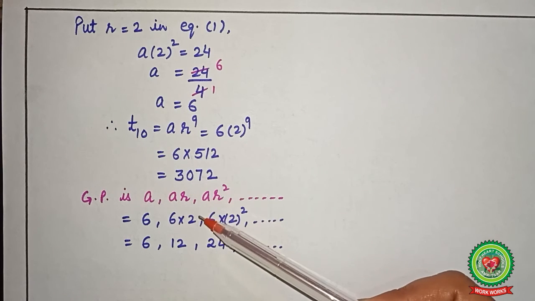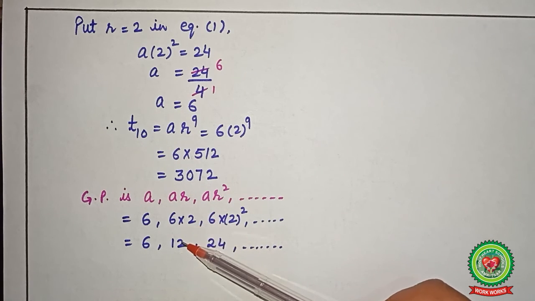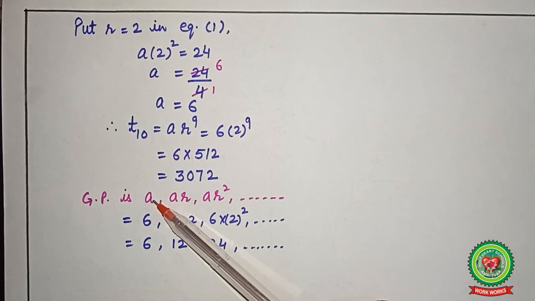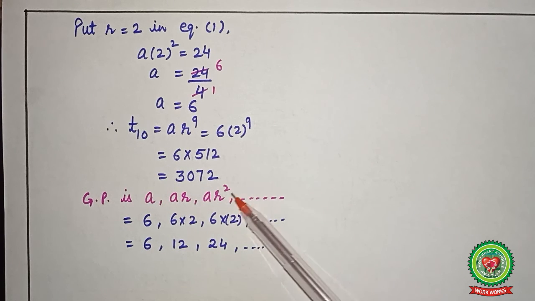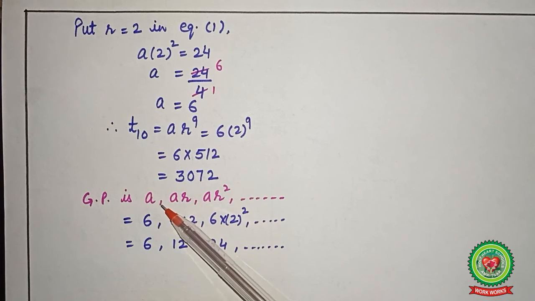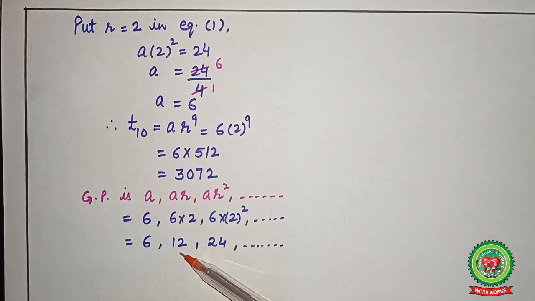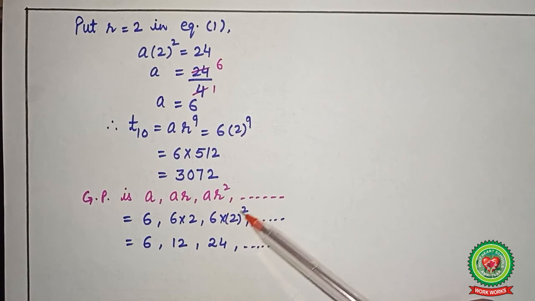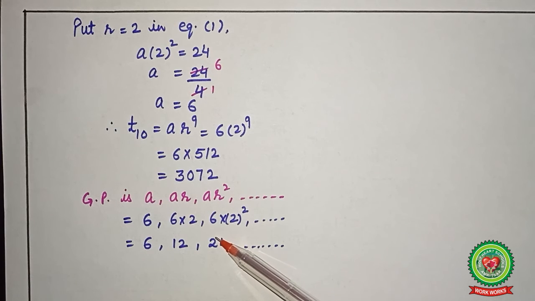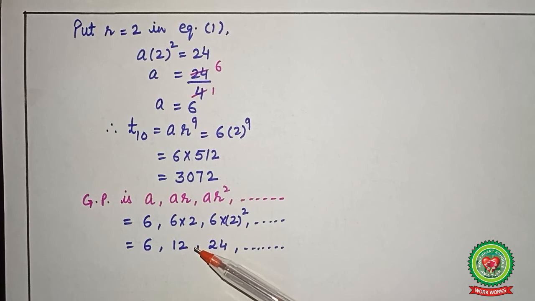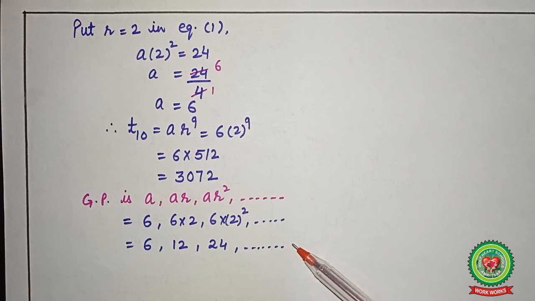Now the next question is, we have to find the GP. So the GP is A, A R, A R square and so on. Put their values, we get 6. Then 6 into 2, that is 12. 6 into 2 square, that is 24. Therefore the GP series is 6, 12, 24 and so on.